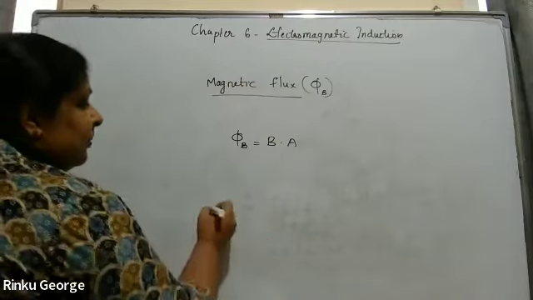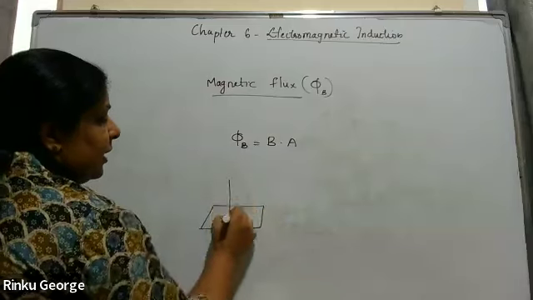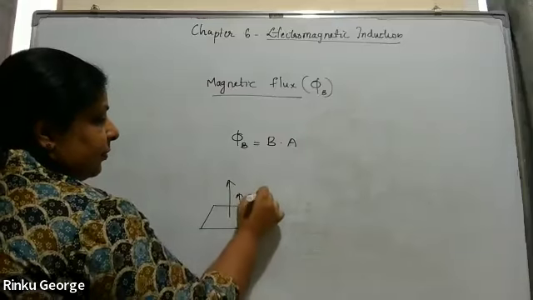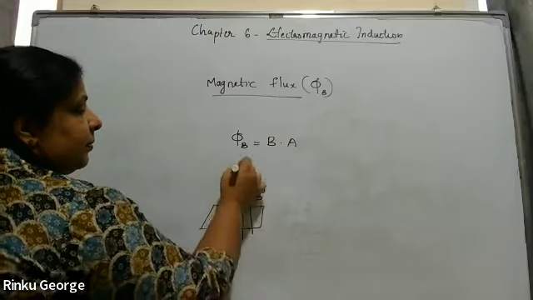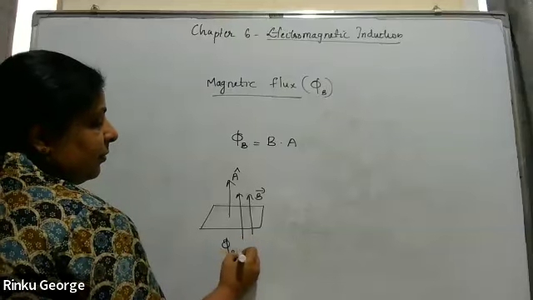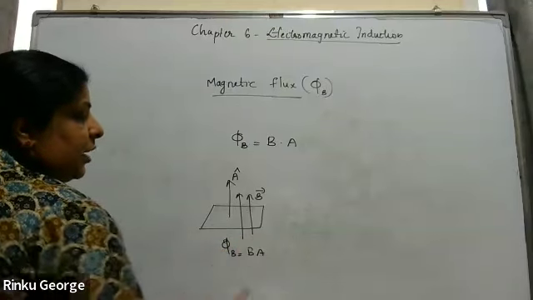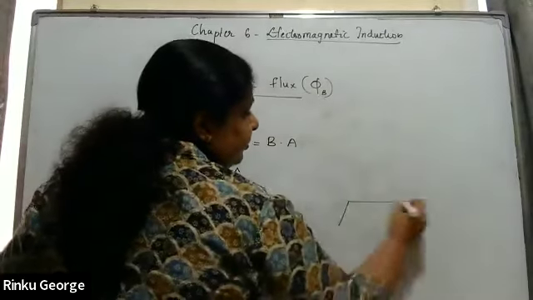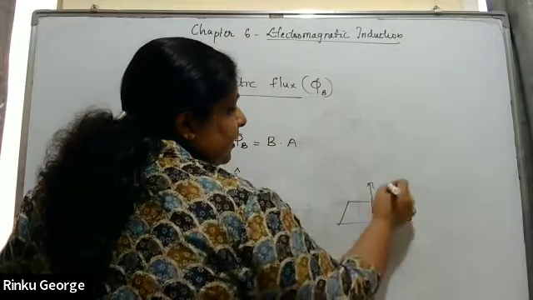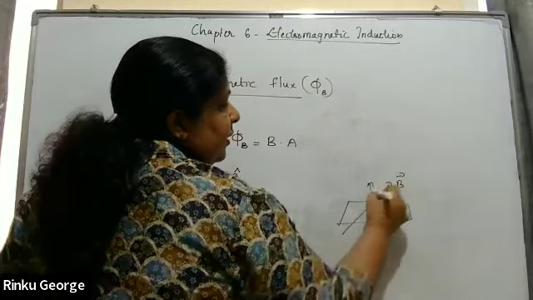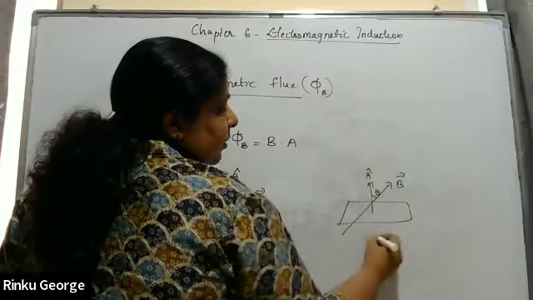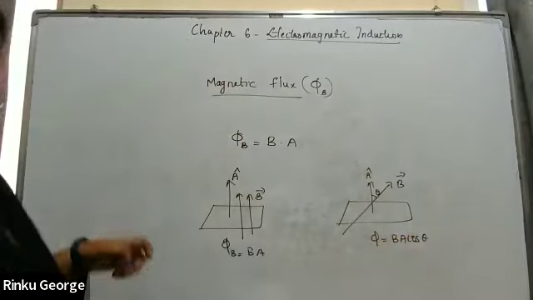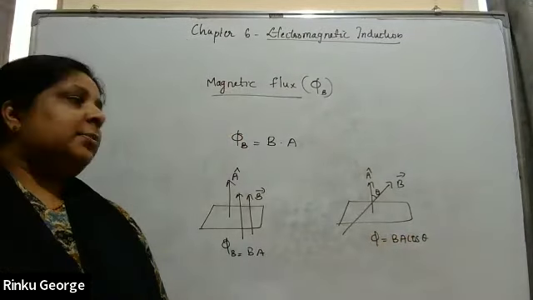Okay. So if the area is like this, and if the magnetic field is like this, what will be the flux? Cos 0 will come. Cos 0 is 1. So it will be just BA. Now, if the area vector is like this, and if the magnetic field is making an angle theta, flux will be BA cos theta. Okay, clear, right? So that is about magnetic flux.